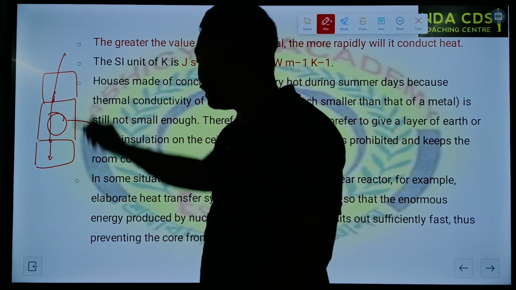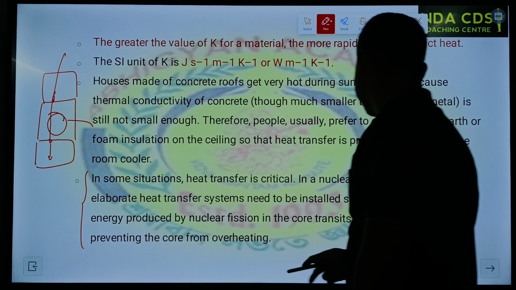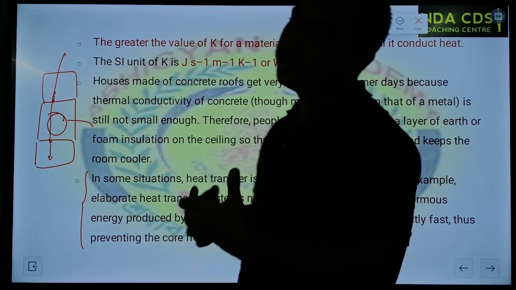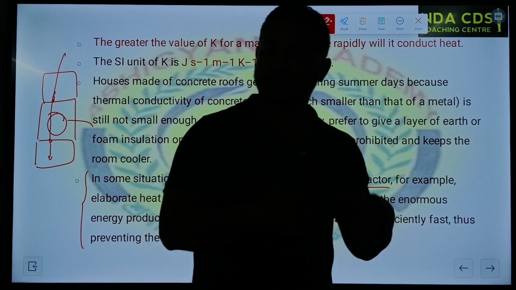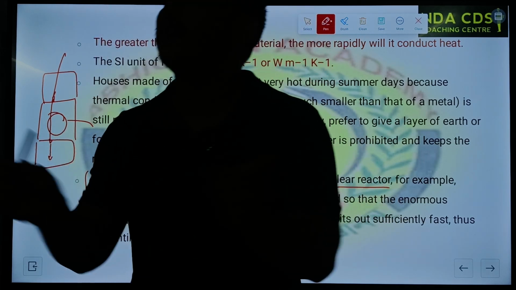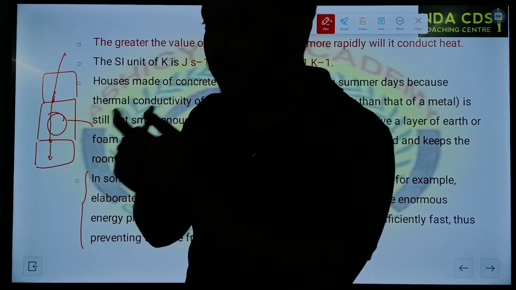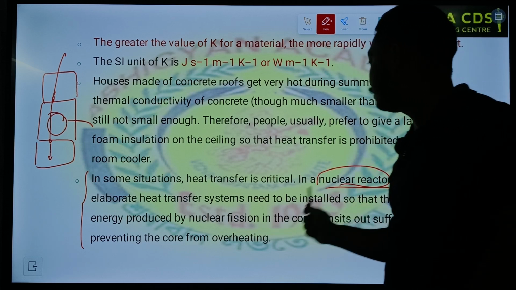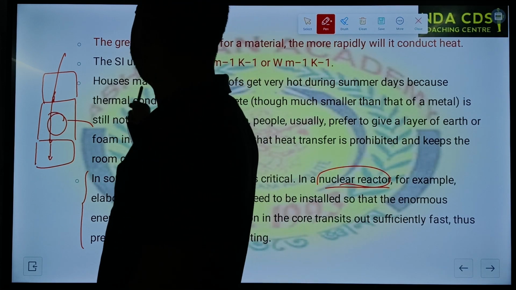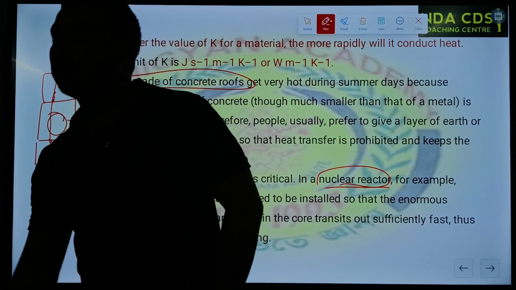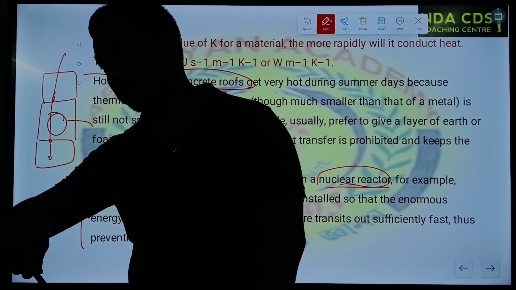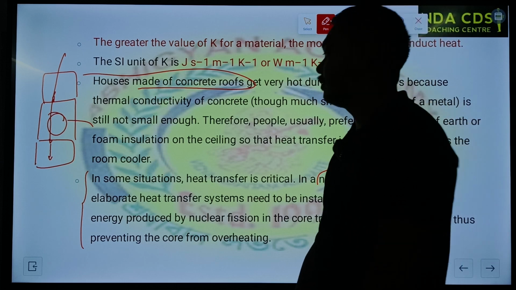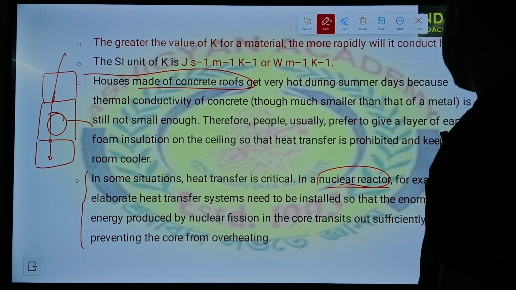Now since this is heat retention, if we're going to talk about heat transfer, the best example is a nuclear reactor. At the core of nuclear reactors, so much heat is produced that it needs to get out. Matlab the heat needs to get transferred from one position to another. So nuclear reactors are one of the best examples of heat transfer, and houses made of concrete roofs are one of the best examples of heat retention. You need to stop the heat from coming inside. Okay, understood? Yes.